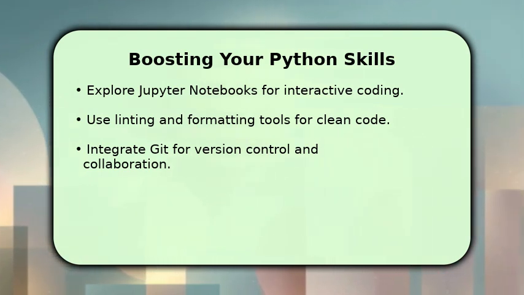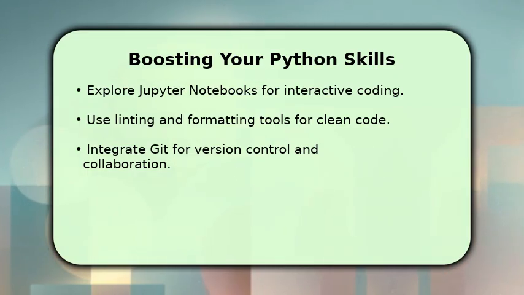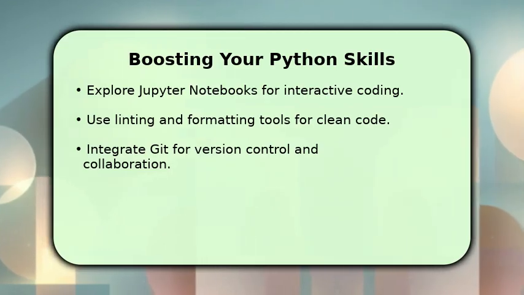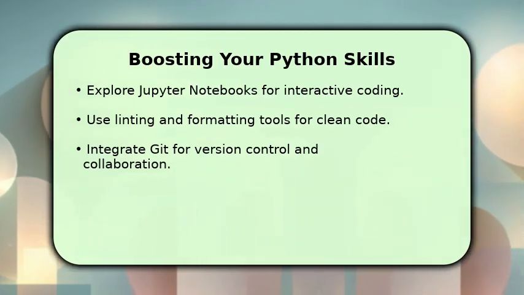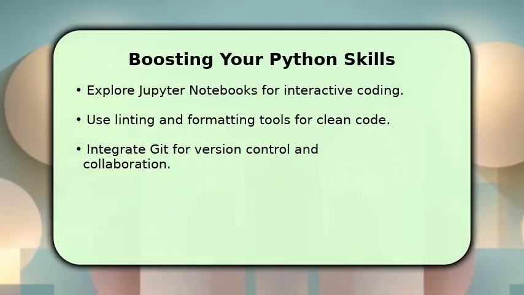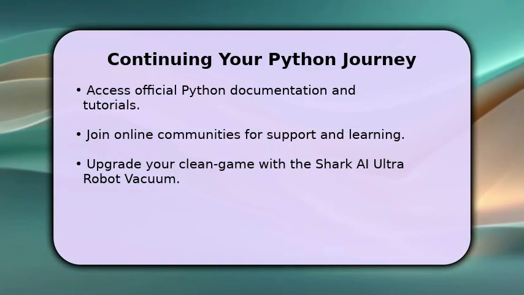Integrating linting tools like Pylint or Flake8, along with formatters such as Black, helps maintain consistent, readable code, which is a best practice for any developer. Furthermore, VS Code's robust Git integration simplifies version control, enabling you to track changes, collaborate with others, and manage your projects efficiently.